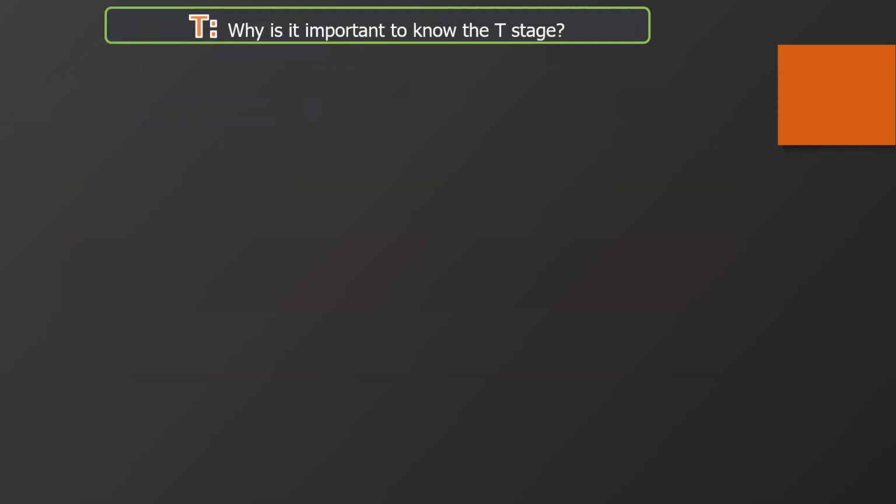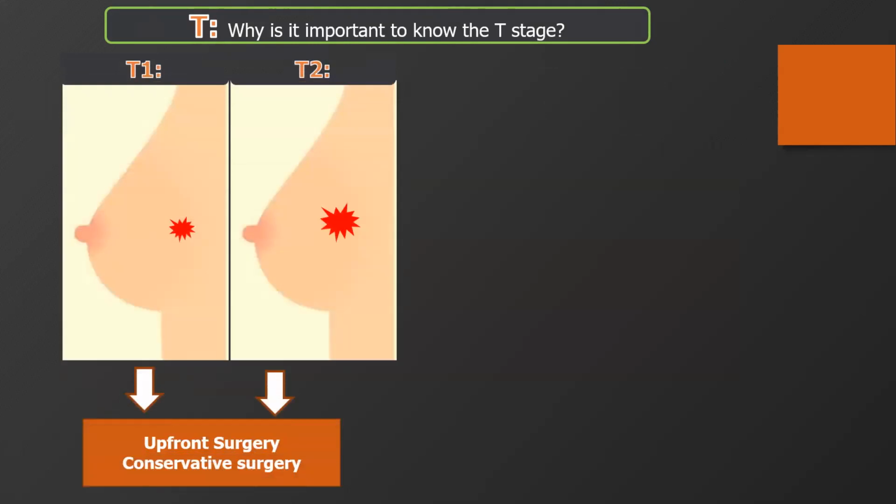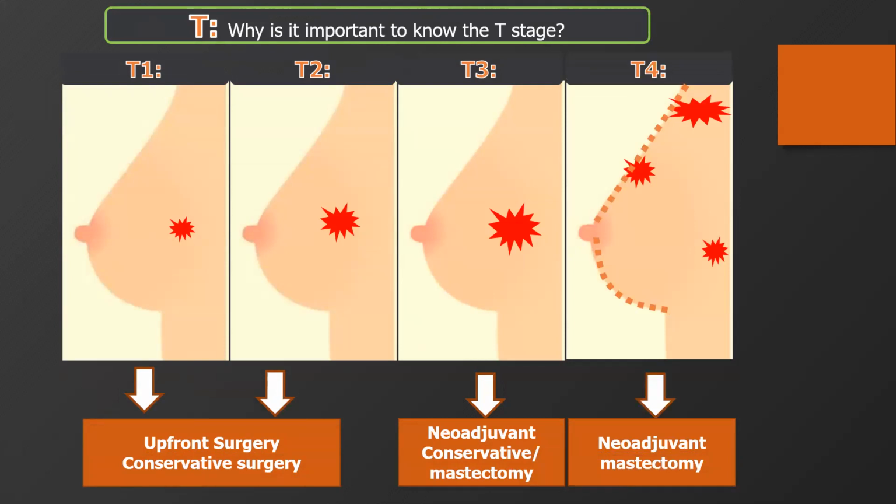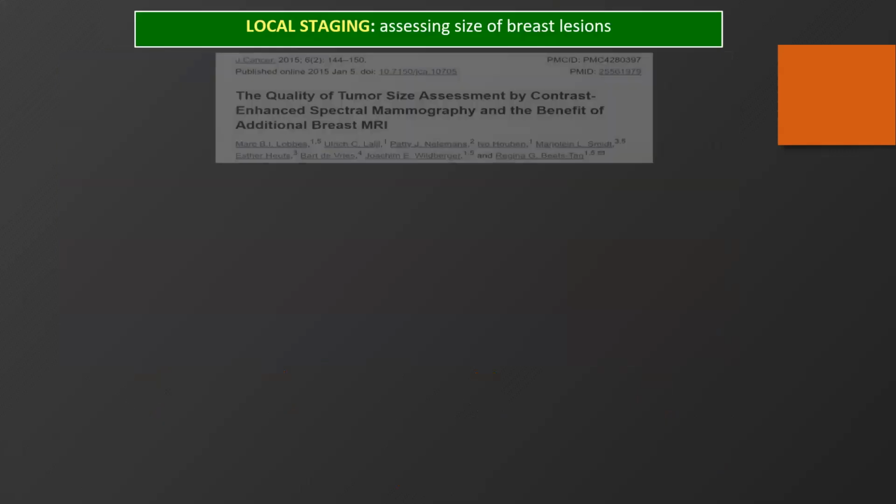Okay, but why is it important to know the T stage? I think it's very important, Dr. Ma, because for a T1 and a T2 tumor, the patient can undergo upfront surgery, and this surgery is usually a conservative surgery. For a T3 tumor, the patient receives neoadjuvant therapy, and it might be followed by either conservative surgery or mastectomy according to the response. But for a T4 tumor, unfortunately, the patient receives neoadjuvant therapy, but she has only the chance of mastectomy.